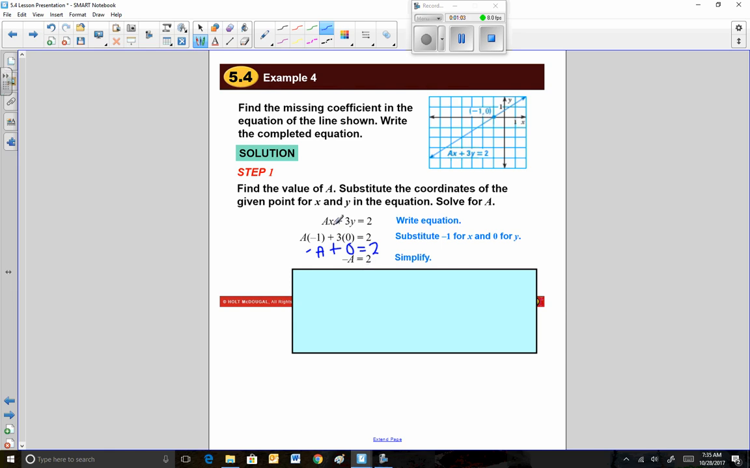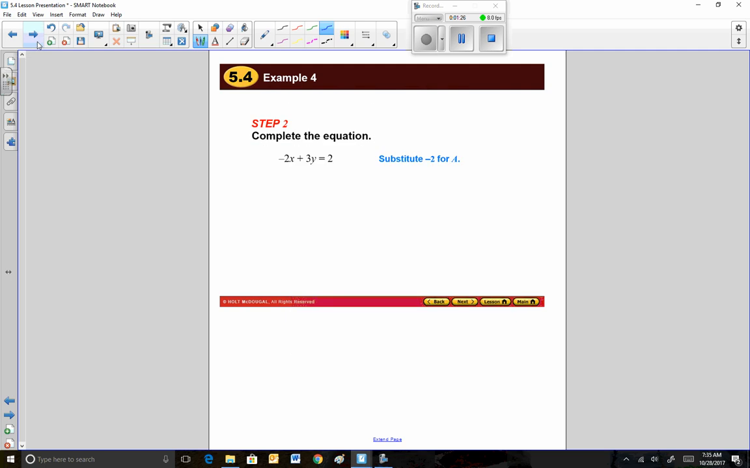So that means I have to plug a negative A in here. Everything else in the equation is just fine. We just needed a number right here. So we have negative 2x plus 3y equals 2. That's the equation for that line. We just needed to find the missing A. All right. Let's take a look. There's your answer, negative 2x plus 3y equals 2.